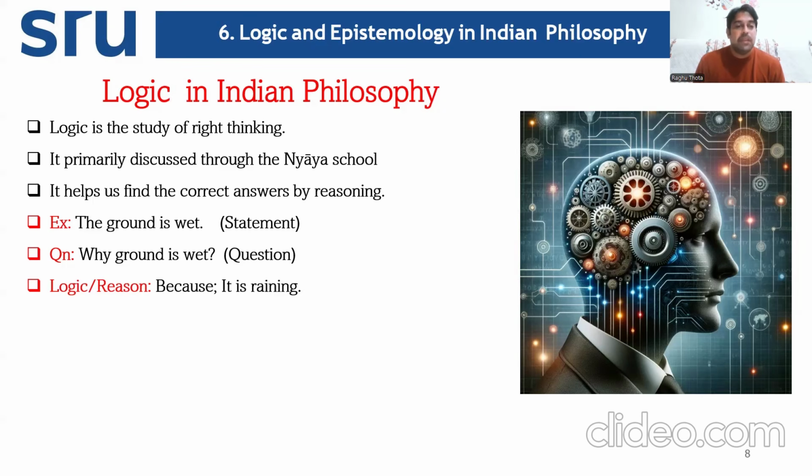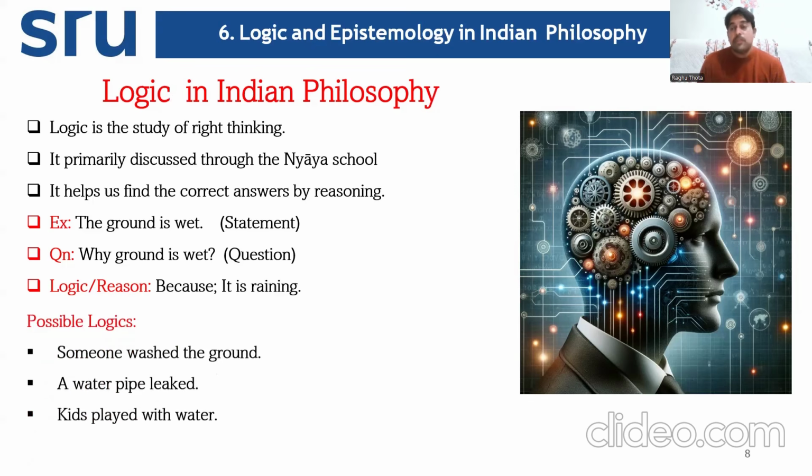I have given an example in the form of a statement. The ground is wet. If there is a situation like the ground is wet, immediately it raises a question: why is the ground wet? Then you have to think about the situation logically and find the reason behind it. So what are the possible reasons? Why is the ground wet? Because it is raining. That is the reason the ground is wet. This is called logical thinking.